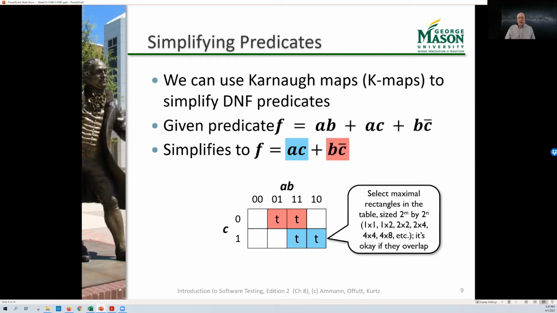Why did we drop out AB? Well, AB is right here, right? AB is right here in this column. We dropped it out because we didn't need it, because those cells were completely captured already by the other two terms that we had.